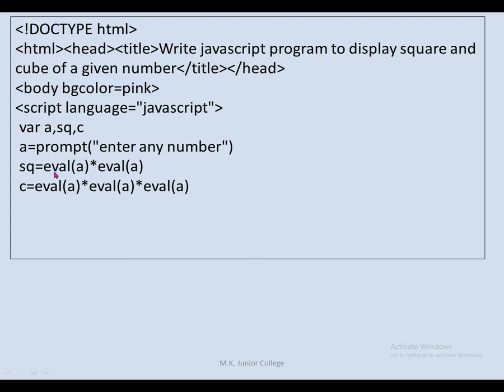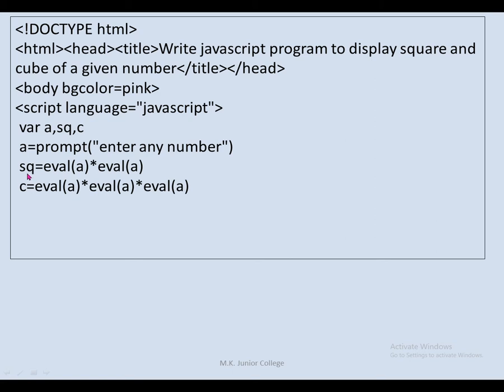So I'm using this ready-made, or you can say built-in function, eval, which converts your text into a number. ठीक है, तो यहाँ पे ये eval देना बहुत जरूरी है. So eval of A into eval of A means you are calculating the square of a number. The same way C stores the cube of a number. So three times you are multiplying that number to calculate C. See the simple logic.